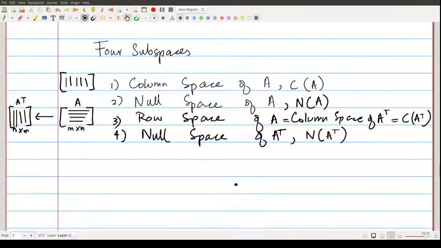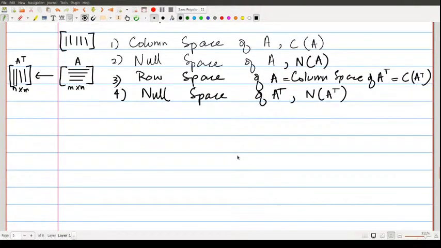And now there's a picture that Professor Gilbert Strang likes to draw, which makes it really illuminating to see how these subspaces are related. But before we draw that picture, let me just answer the question, where do these spaces lie? So where are these spaces?